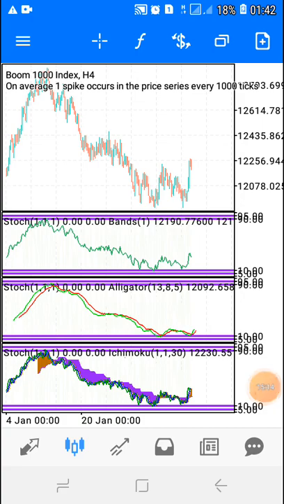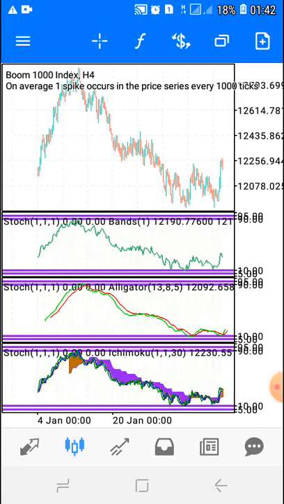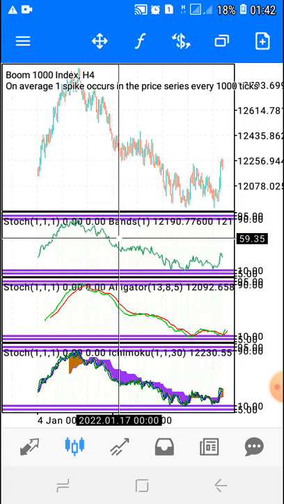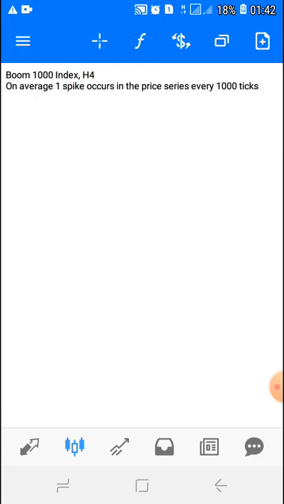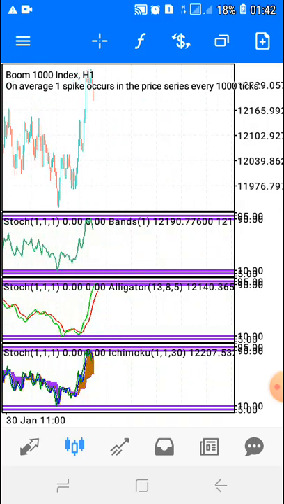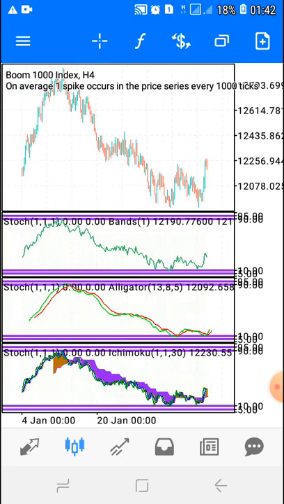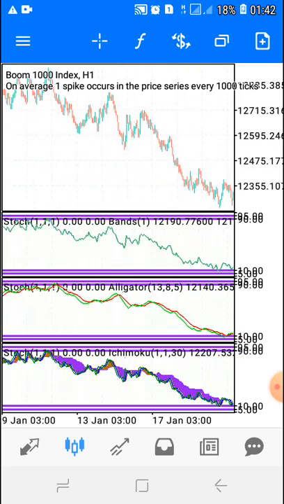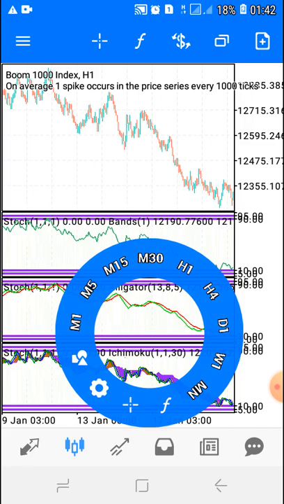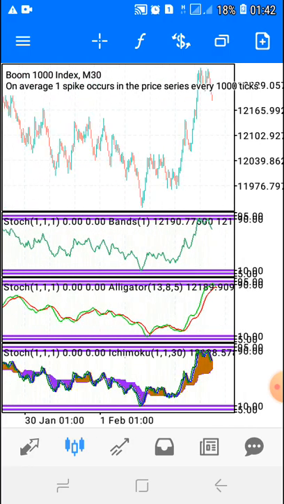Okay, guys. So we're going to repeat the steps that we took on Crash 1000, on Boom 1000 as well. The 4-hour time frame shows us that the market is moving in an uptrend. Then we scale down to the 1-hour time frame. It shows us that the market is moving in a downtrend. There's no entry opportunities. 30-minute time frame shows us that the market is moving in an uptrend.